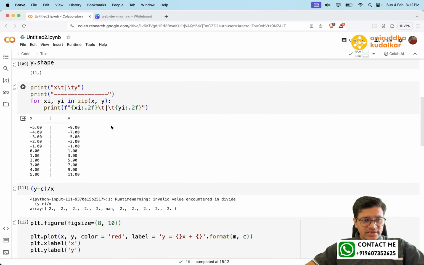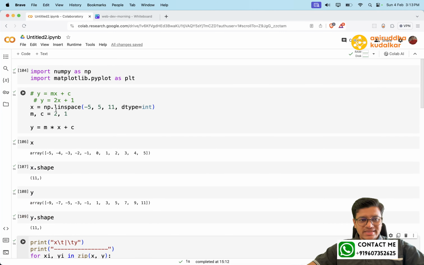So here if you see x and y, if the value of x is minus 5, the value of y is minus 9. If x is minus 4, y is minus 7. If x is minus 3, y is minus 5. Can you see this? As x changes, y is also changing, and this relationship is y is equals to 2x plus 1.